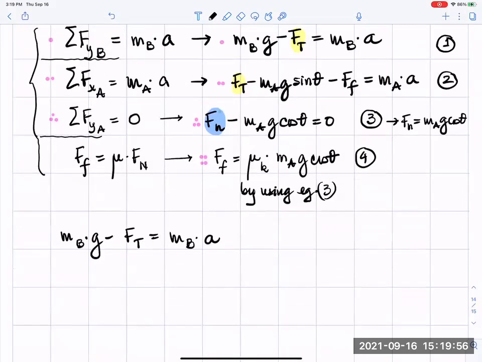Underneath, I am going to line up equation number 2. But the way I do that, I want to make sure that the elements align under each other. So I'm going to put here my force of tension right underneath, minus MA G sine of theta, minus my force of friction. So here's the deal for the force of friction.